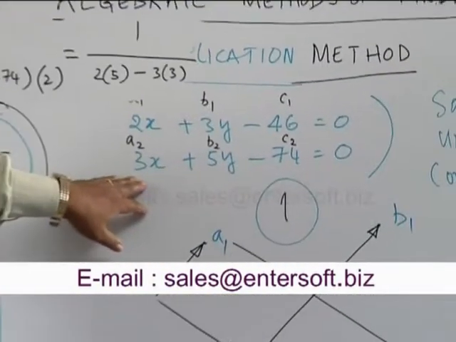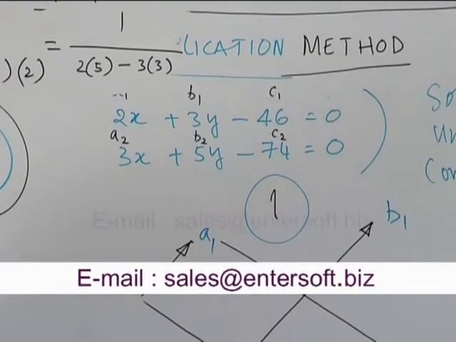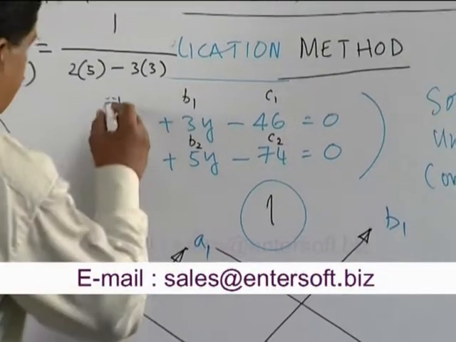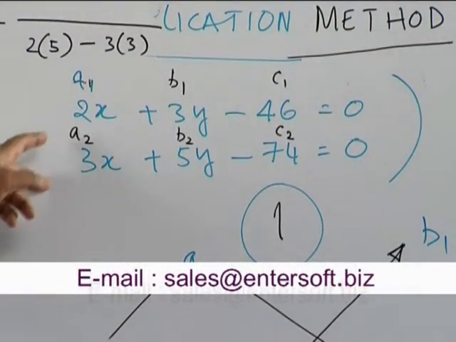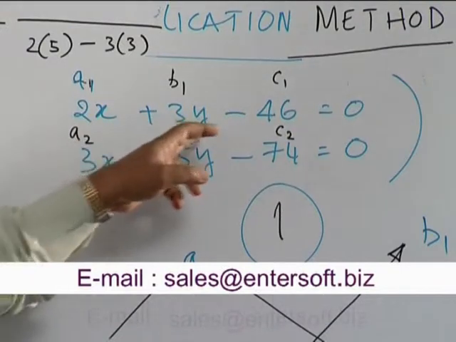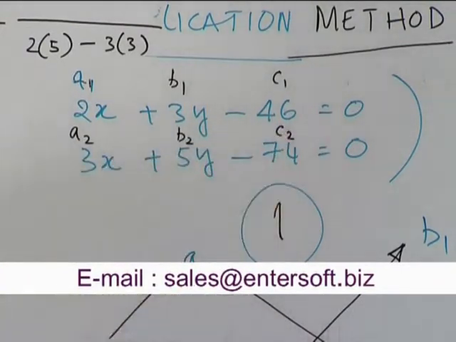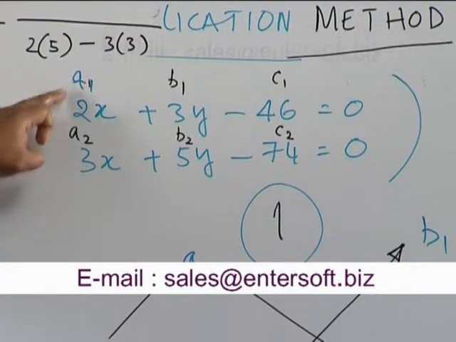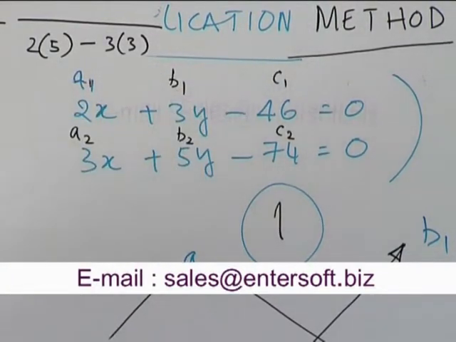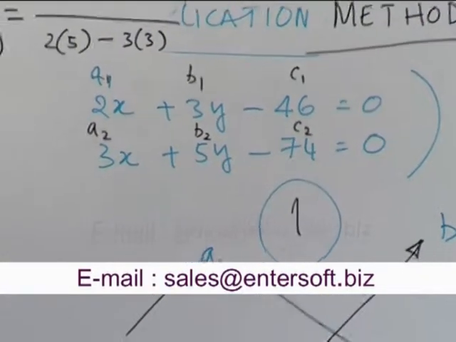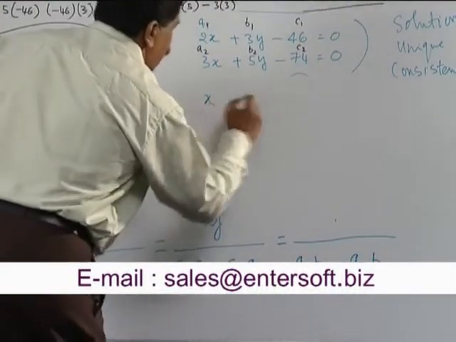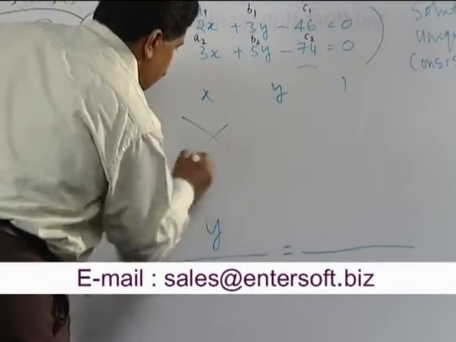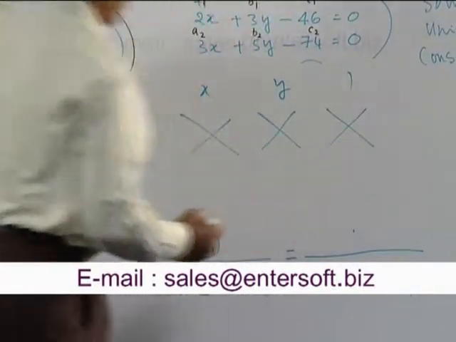In a pair of linear equations with two variables, I am interested in the coefficients. I will rewrite the given linear equations in this manner: ax plus by plus or minus c is equal to 0. And then I will name these coefficients as a1, a2, b1, b2, c1, c2. And hope you remember the cross multiplication technique that we had used here. If you want, I will rewrite it here for recollection: x, y, 1, cross, cross, cross, right?